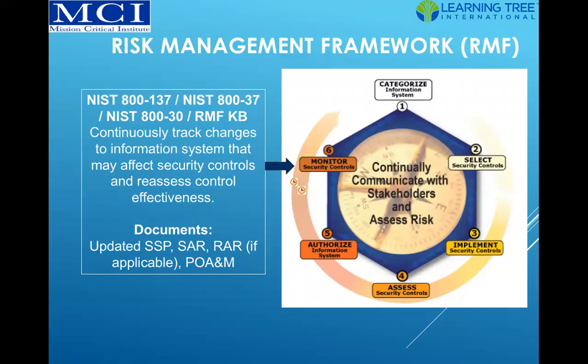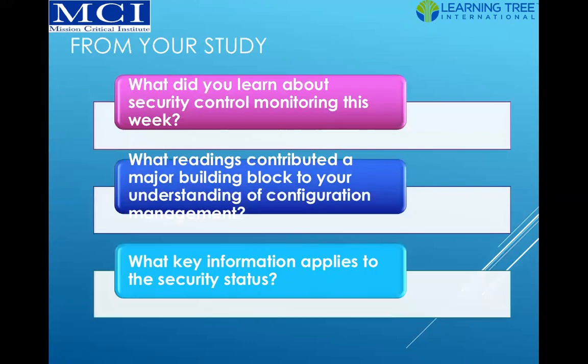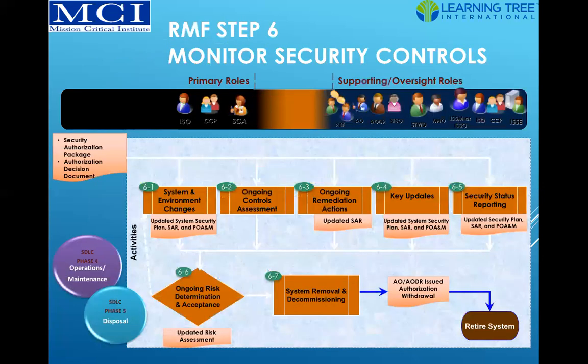So this is where we are on step 6, monitoring. And primary publications are NIST 800-137, NIST 800-37, 800-30, and the Risk Management Framework Knowledge Board. This would be a discussion topic for this part of the class. Just consider these when you're looking at this video. Think about what you learned about security controls and what readings contributed to that, and what key information applies to the security status.